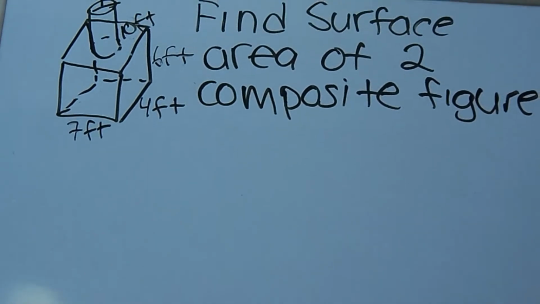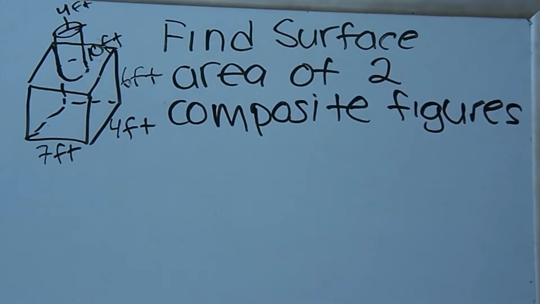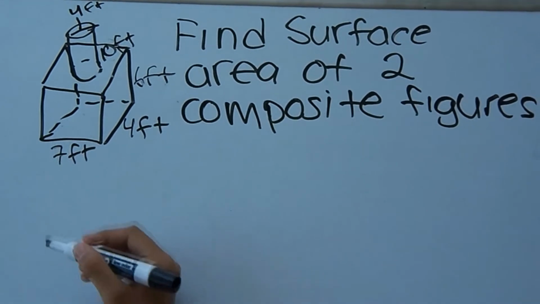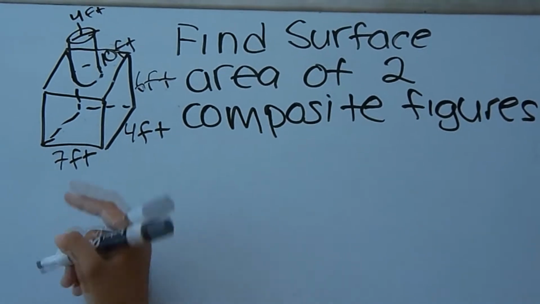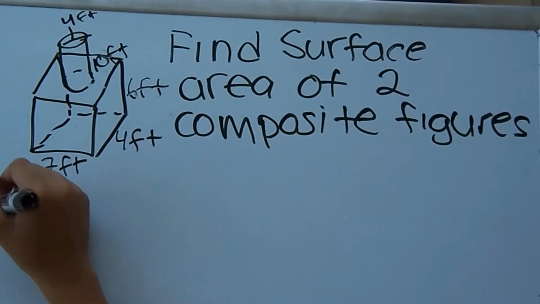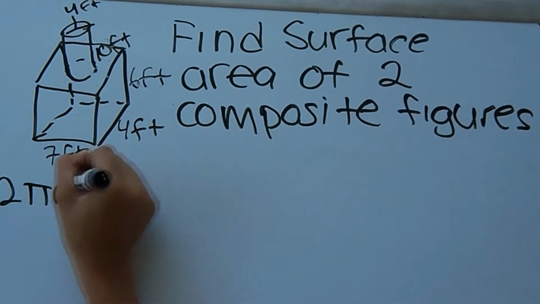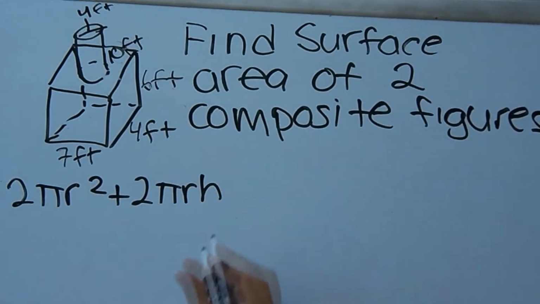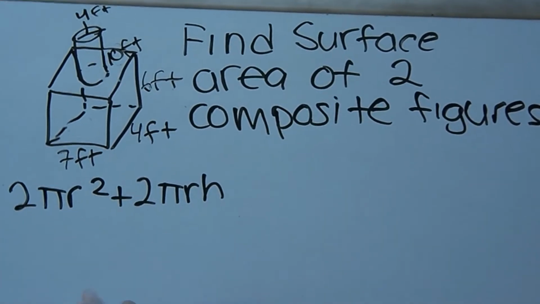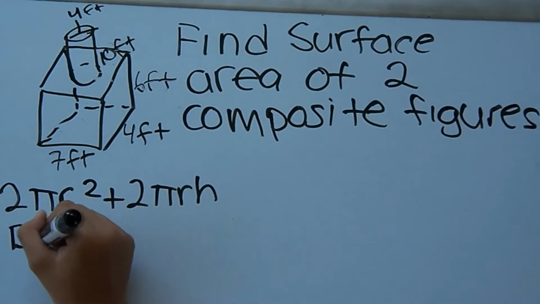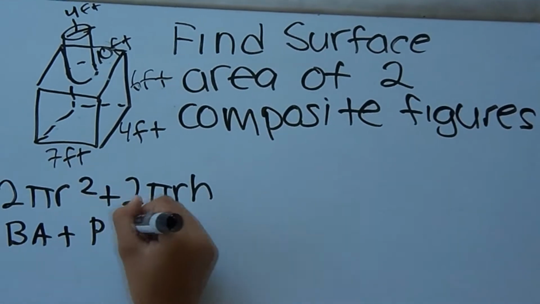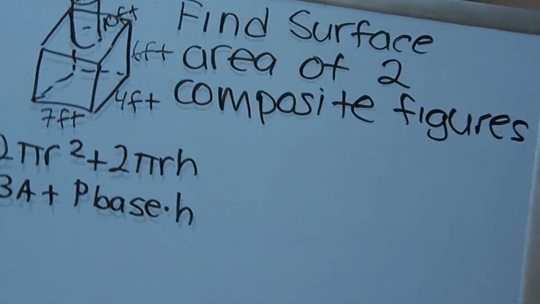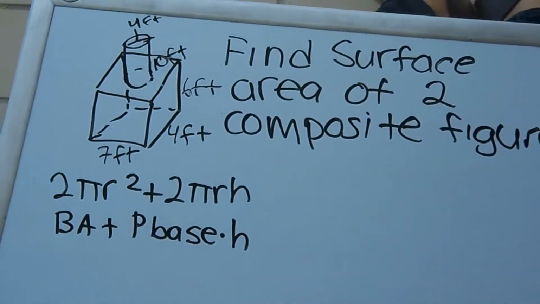Now we're going to find the surface area of two composite figures. First, like last problem, we have to write the formulas down. For the cylinder, it's going to be 2 pi r squared plus 2 pi r height. And for the prism, it's going to be base area plus perimeter of the base times height. From there, we're just going to plug it in.